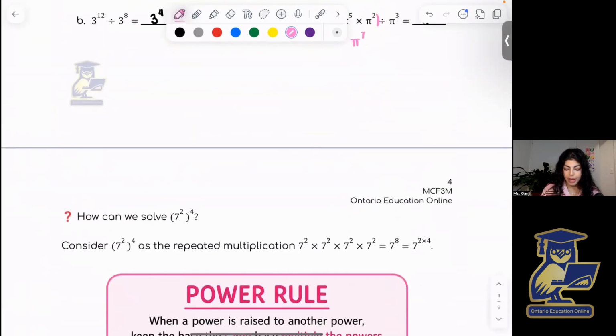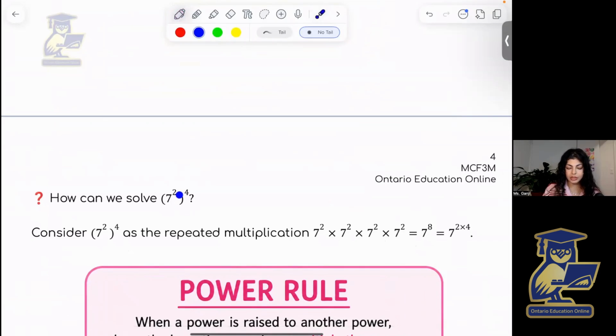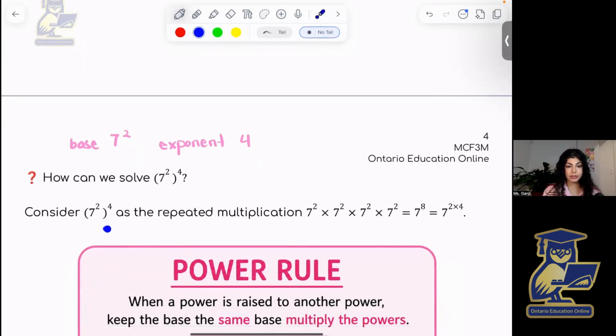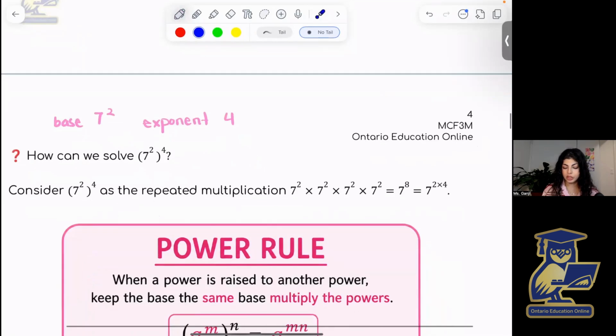Now, how can we solve something like 7 to the power of 2 in a bracket, and then this to the power of 4? This is also still an exponent, but now consider this here. Your base is 7 to the power of 2, and the exponent or power is 4. So really, you are multiplying 7 to the power of 2 by itself 4 times. And that's what is written here. We're considering it as repeated multiplication.